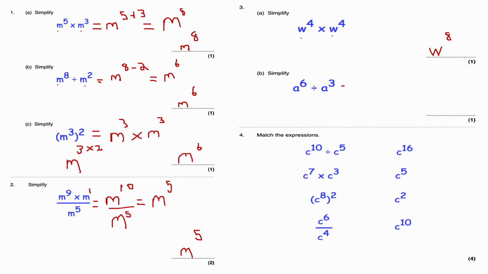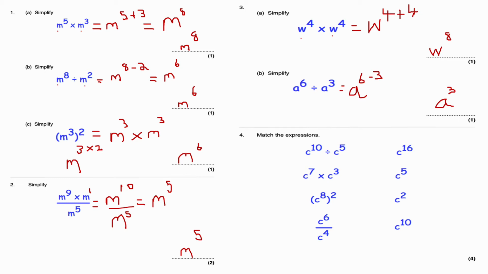Part B, simplify a to the 6 divided by a to the power of 3. Well, I subtract the powers. So it's a to the 6 take away 3, which is 3. So it's a cubed. The workings out for this one will be a to the 6 take away 3, and conversely the other one would be w to the 4 plus 4. I'm putting my full workings here so you can refer to them if you re-watch this video.